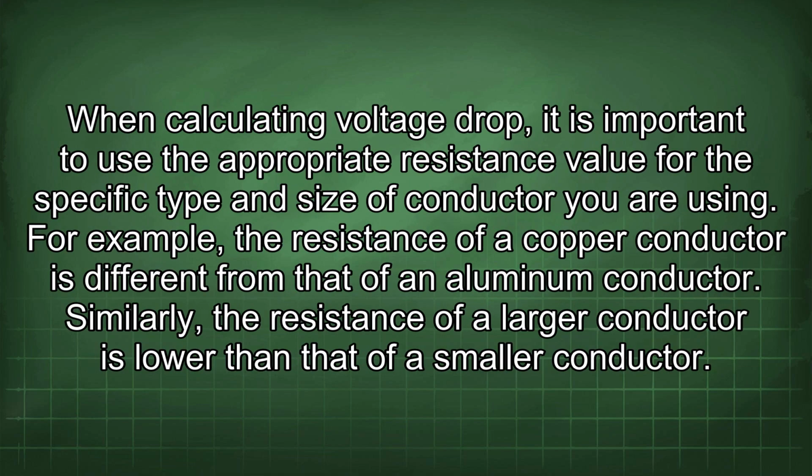When calculating voltage drop, it is important to use the appropriate resistance value for the specific type and size of conductor you are using. For example, the resistance of a copper conductor is different from that of an aluminum conductor. Similarly, the resistance of a larger conductor is lower than that of a smaller conductor.